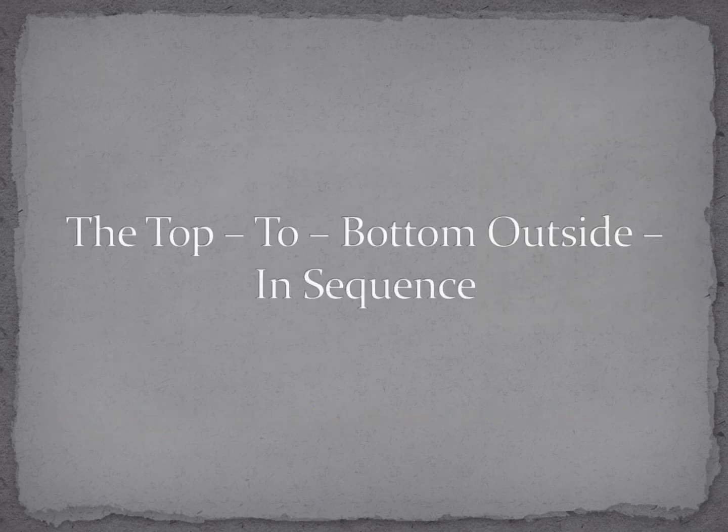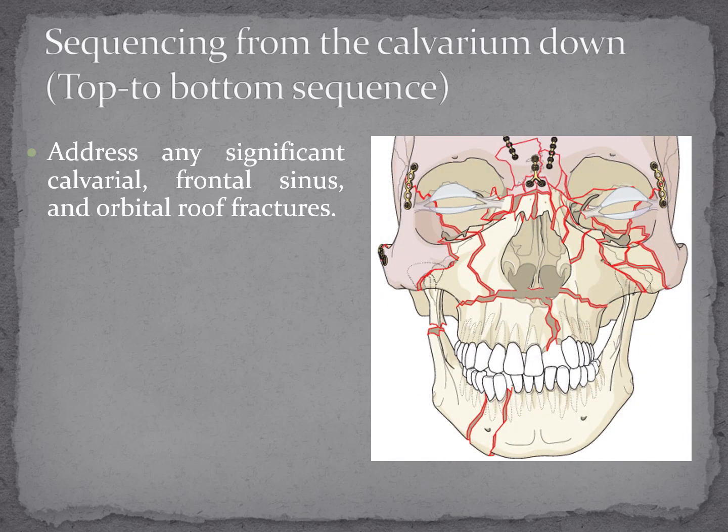So, what are the more commonly used techniques these days? Top to bottom and outside in sequences still remain one of the most popular techniques. What do we do in this? In this, we will first start from the calvarium and then go down systematically, as in, we will use the frontal bone as the basis from where we will start our anatomic reduction.